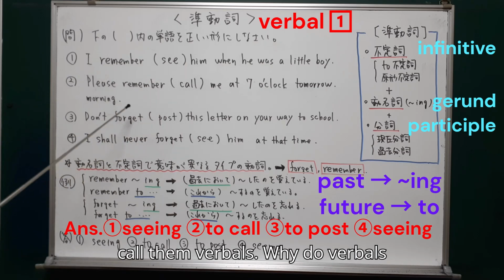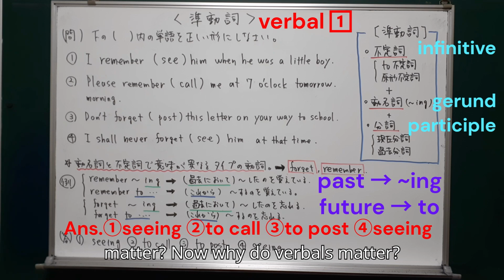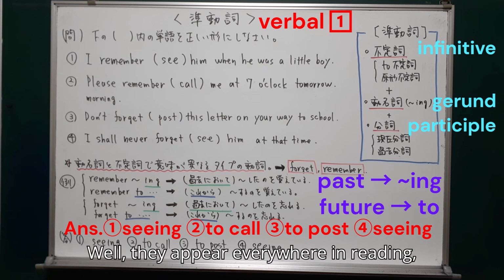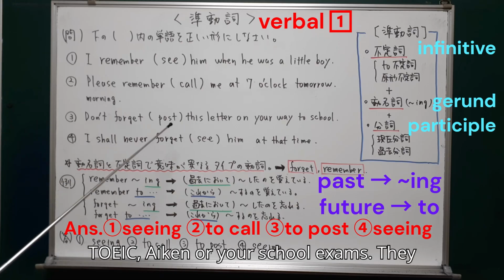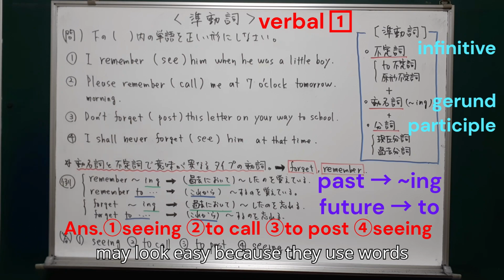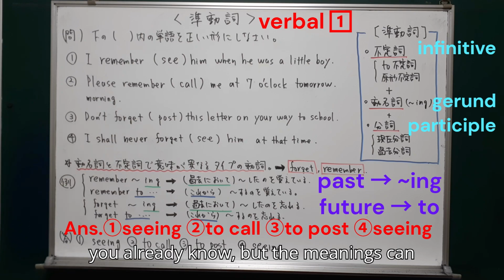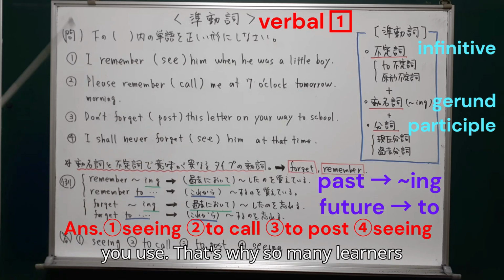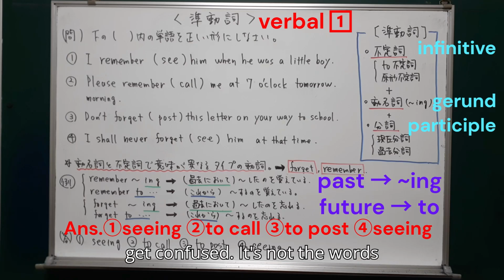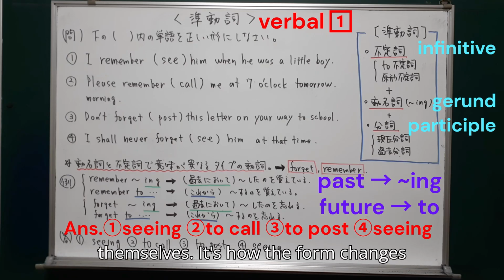Why do verbals matter? Now, why do verbals matter? Well, they appear everywhere, in reading, writing, conversations, and on tests like TOEIC, ICAN, or your school exams. They may look easy because they use words you already know, but the meanings can totally change depending on which form you use. That's why so many learners get confused. It's not the words themselves. It's how the form changes the meaning.